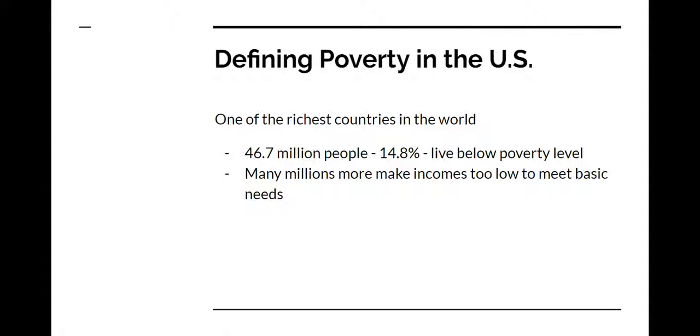So, defining poverty in the United States. The United States is one of the richest countries in the world. However, not everyone in American society shares equally in this prosperity. Almost 46.7 million people, about 14.8% of the population, live below the poverty level. Many millions more make incomes that are too low to meet their basic needs. However, they make too much money to qualify for public assistance. For all of these people, daily life is often a struggle.